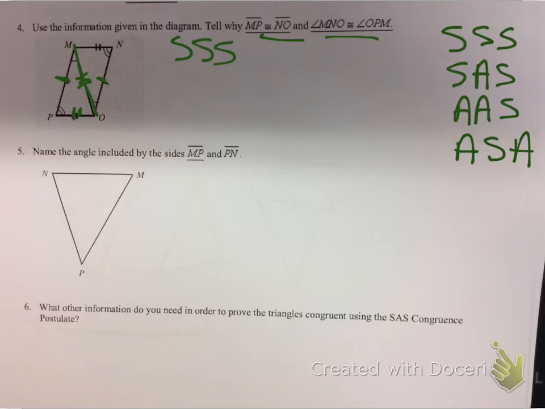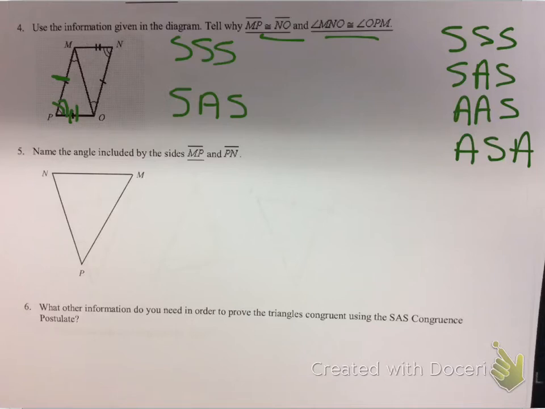Now, could you have proven it another way? Yes, because you do have a side here, and then you've got an angle in between. So either side, side, side, or side, angle, side would have worked to prove that the 2 triangles are congruent. And if the 2 triangles are congruent, then every congruent piece like that is congruent.